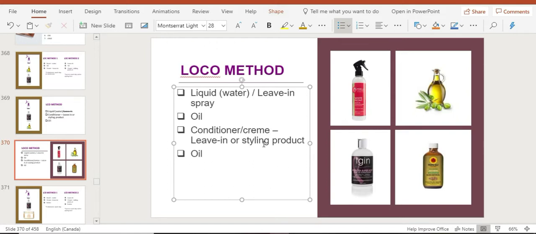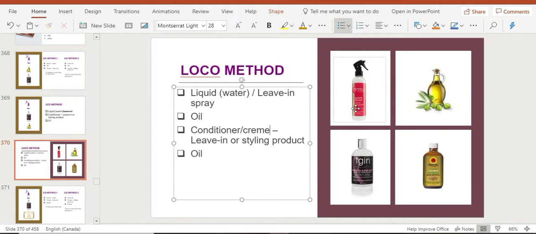So the creme could be a styling product, right? A styling product, so your curling pudding or whatnot, and then you're gonna seal that in with oil. So here you're gonna see that I have two different types of oil, because usually you're gonna need two different types of oil, right? The one oil will be a light oil, like olive oil, coconut oil, jojoba oil, a really light oil, and then the second oil you're gonna use to seal everything will be a bit thicker, like castor oil, right?